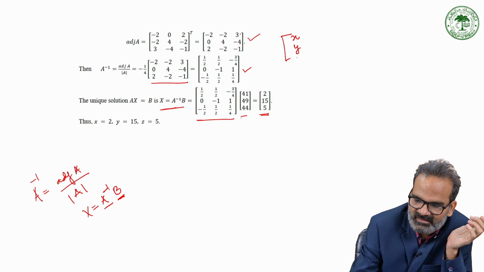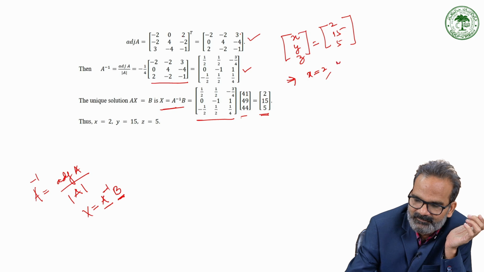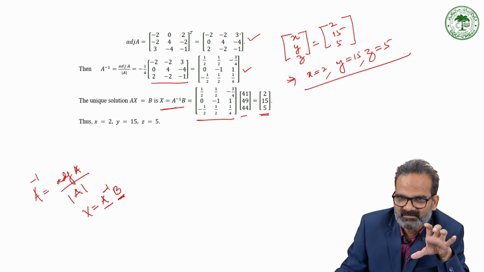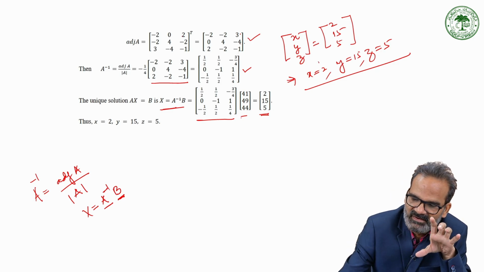X is equal to what? X, Y, Z. This is coming out to be 2, 15 and 5. By equality of two matrices, X is 2, Y is 15 and Z is 5. So this is the cost of each product. Means X was the cost of a pen. The cost of a pen must be rupees 2.